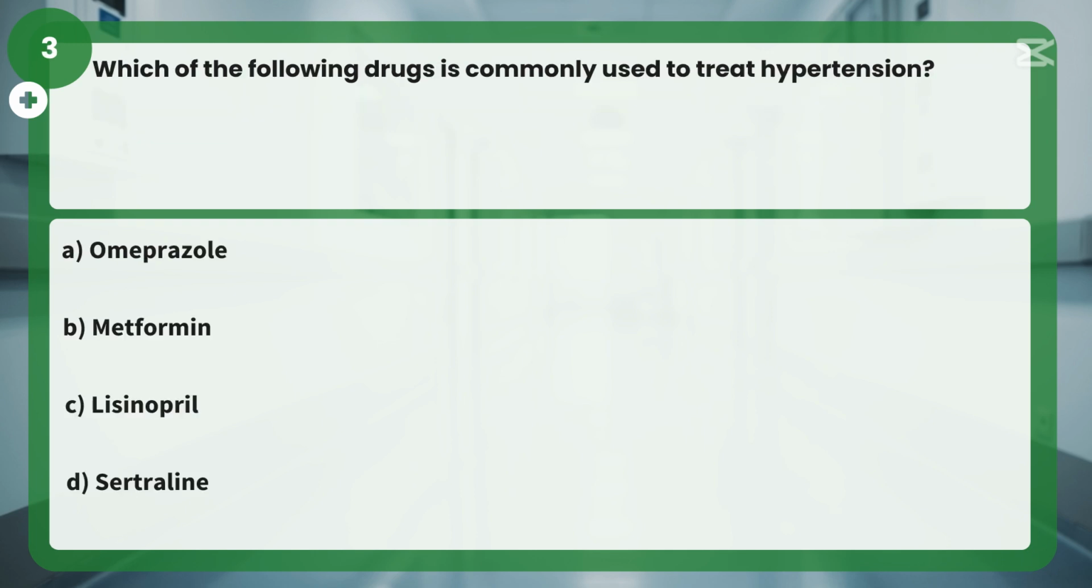Question 3. Which of the following drugs is commonly used to treat hypertension? A. Omeprazole. B. Metformin. C. Lisinopril. D. Sertraline.